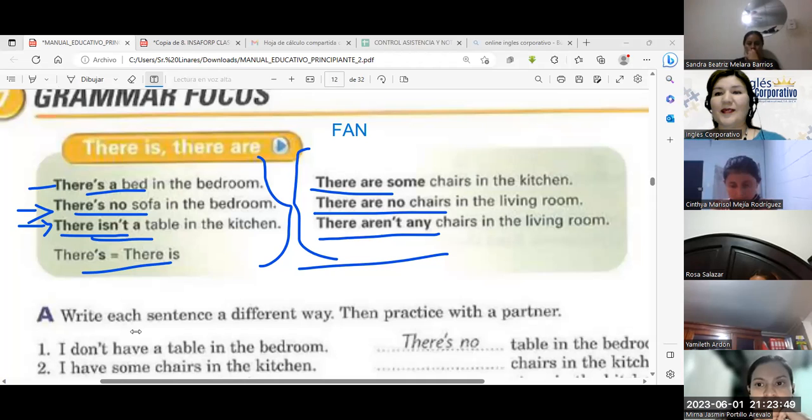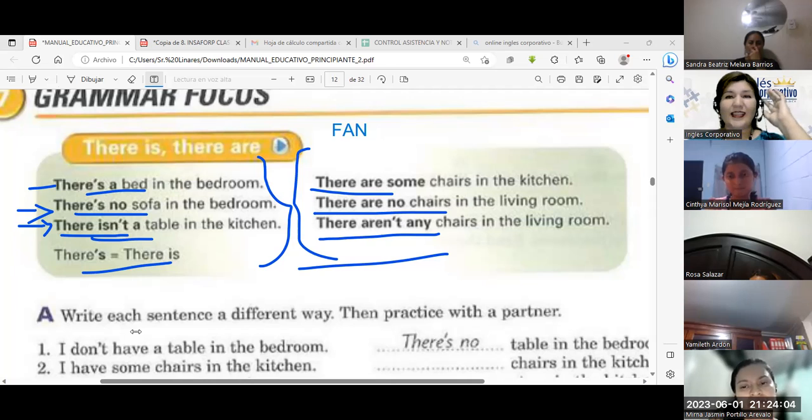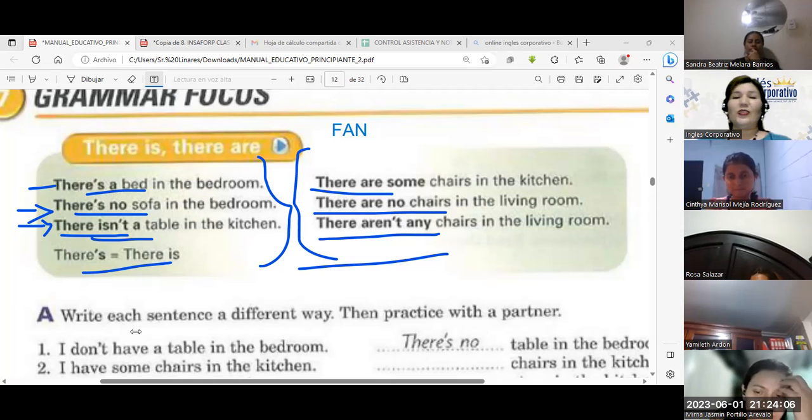There is a television in the living room. There are some chairs in the kitchen. Good. There isn't any table in the room. Very good job. Wendy Lisette.